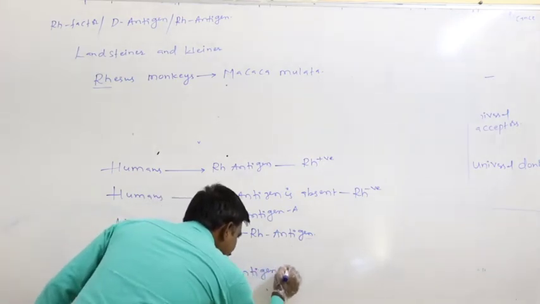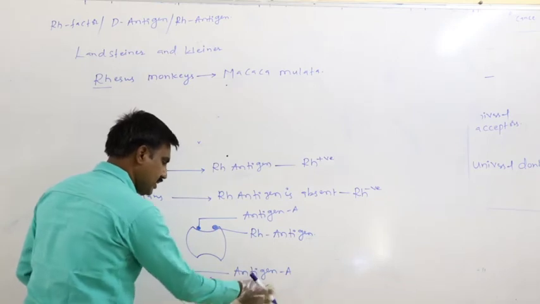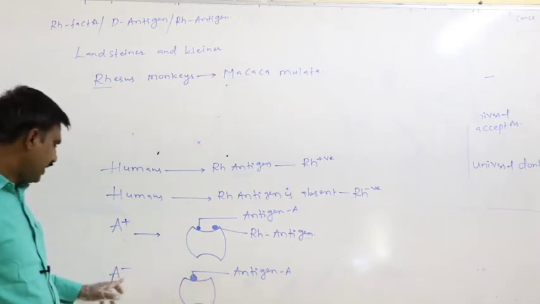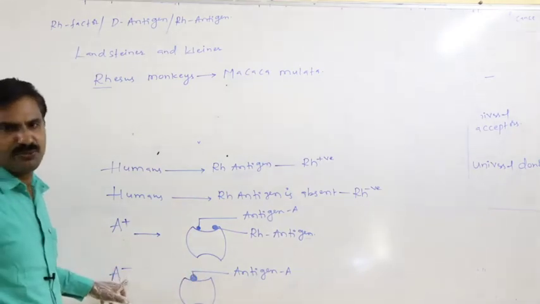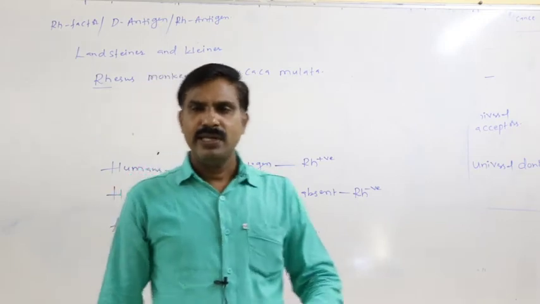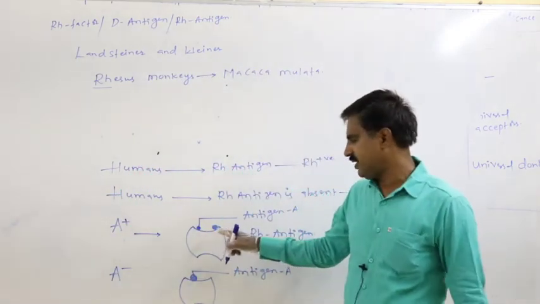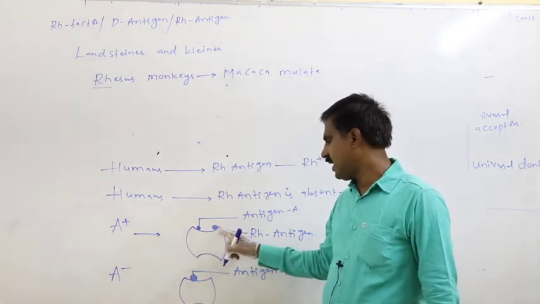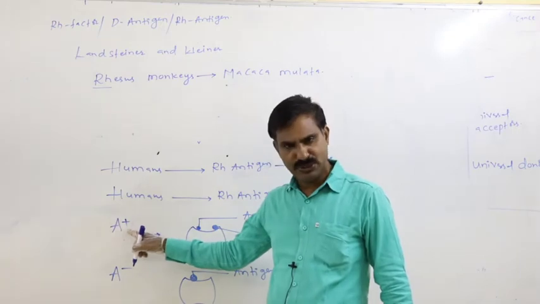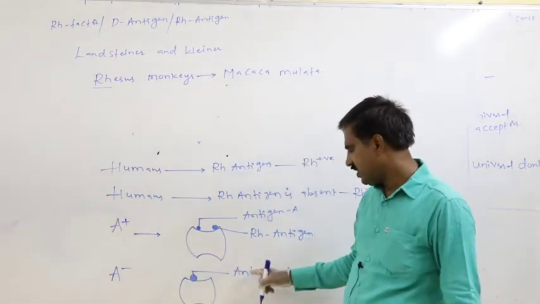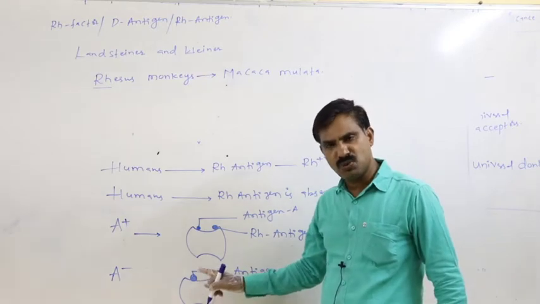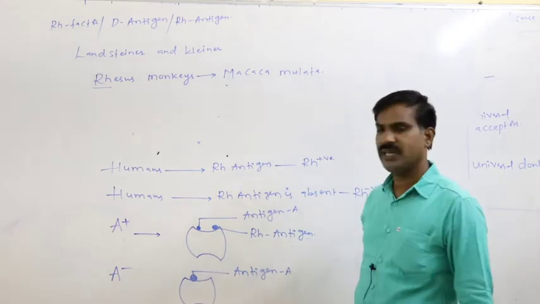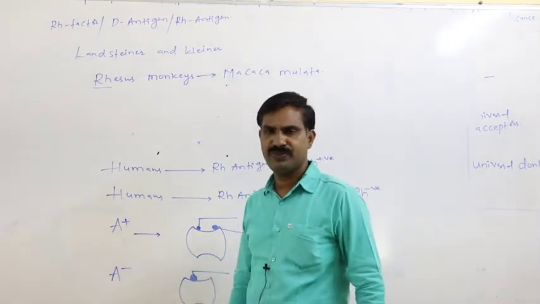Only antigen A is present. If the Rh antigen is not present as an additional antigen, then we can say that it is A negative. So if, on the surface membrane of the RBC, in addition to the normal antigen, the Rh antigen is present, then we can say that is positive blood. Otherwise, if only the normal antigen is present and the Rh antigen is not present, then that blood group is negative.